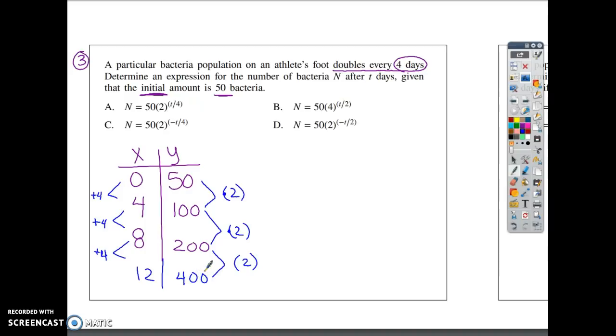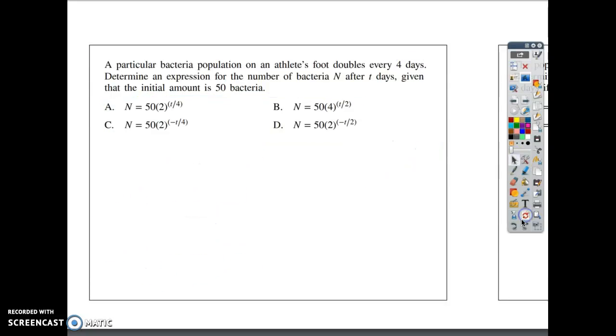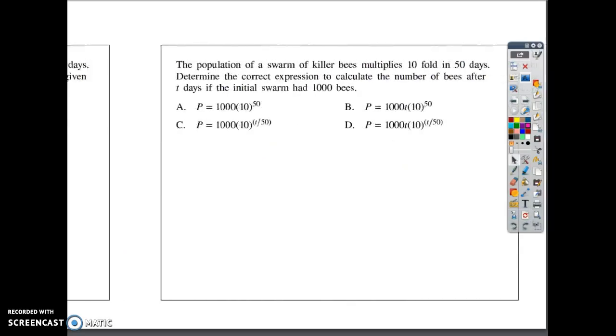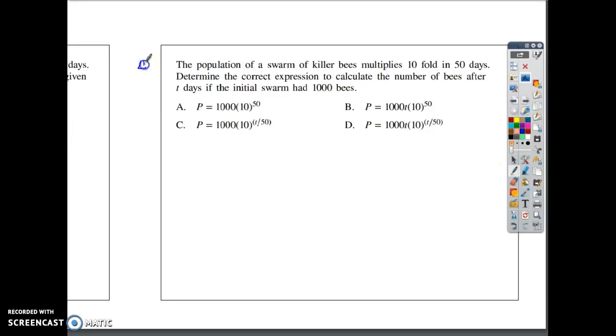Okay? So then you're going to put the answer choices, all of these answers, put in y equals, second graph, and see which one gives you this table. Okay? That's how you're going to find the answer. Problem number 4 is very similar, but I have to do it because of the words that they're using, the wording.